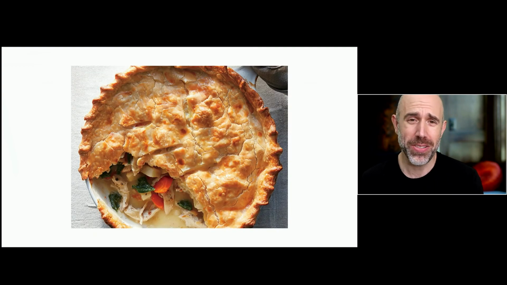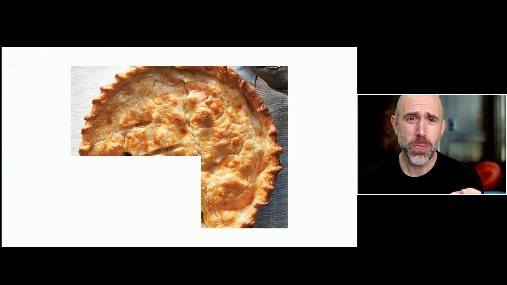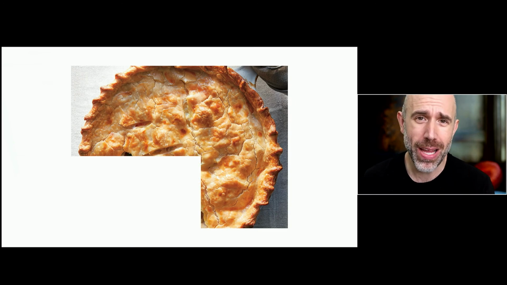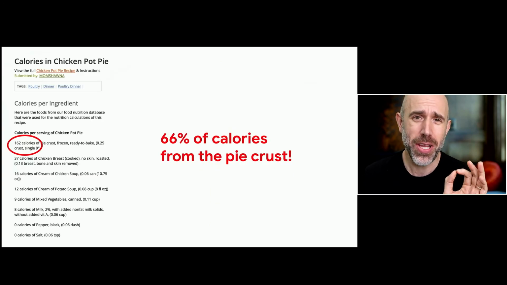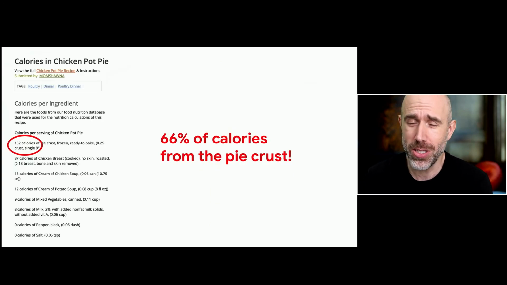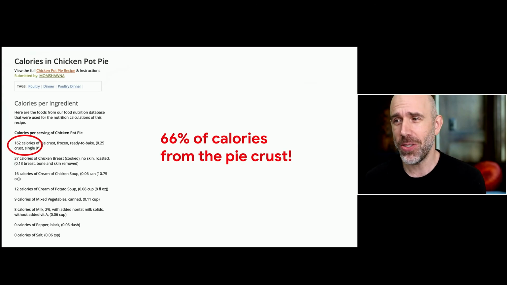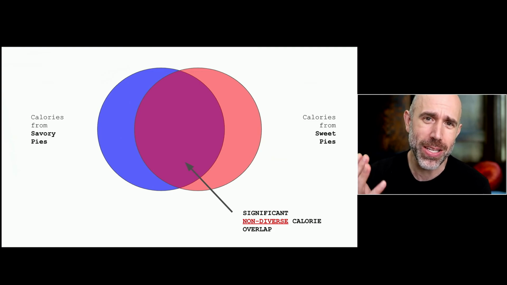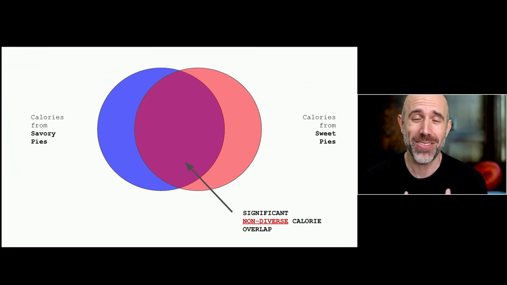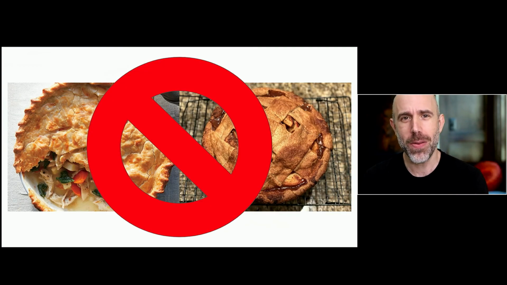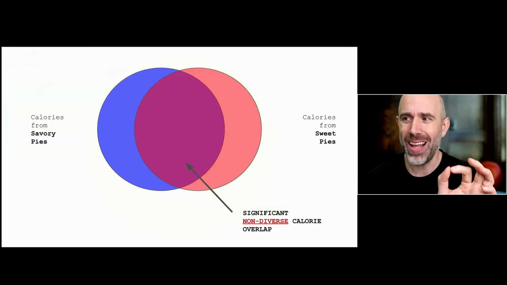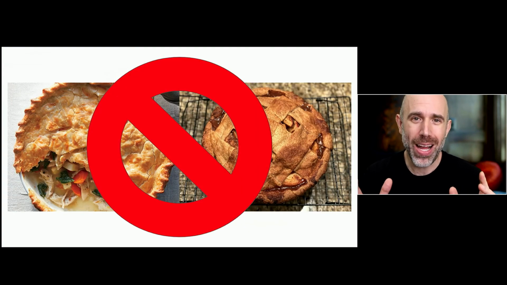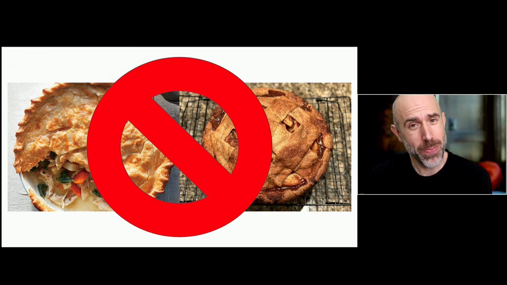As you know, the savory pies can be delicious. Next slide. But a large percentage of the calories of savory pies come from the crust. Next slide. This is a representative recipe that shows that 66% or more of the calories come from this crust. Next slide. And so we see that if you want to participate in the proven health benefits of a sweet pie dessert, and science says that you should, if you also consume a savory pie, it turns out there's a significant non-diverse calorie overlap between the two, meaning, next slide, that you will find yourself locked out of the proven scientific benefits of that sweet pie dessert if you indulge in the savory pie.